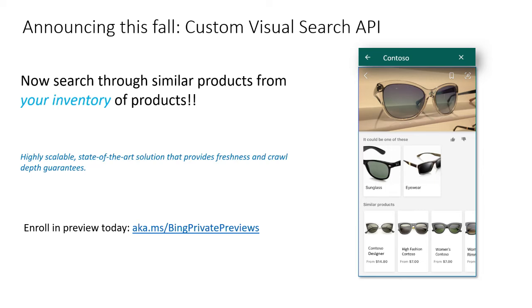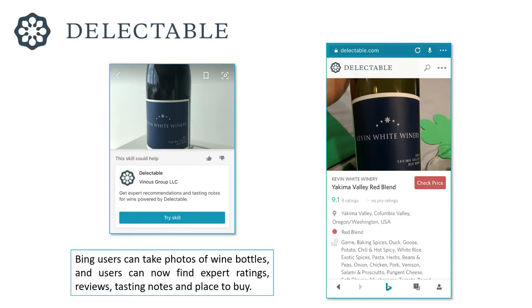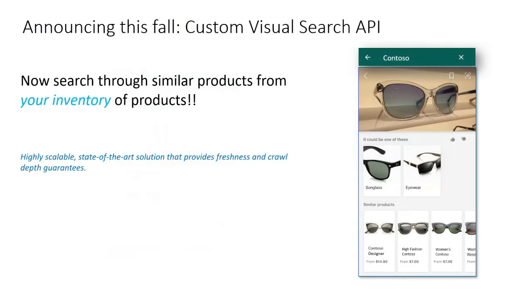And for enrolling in preview, you can go here on this site. Just simple, it's Bing private previews. You can enroll here and you can work with us. This is free at the moment. And visual skills, the thing that I talked about here, this is also free at the moment. So we are doing this work with you, routing traffic, and we are building this at the moment for free.